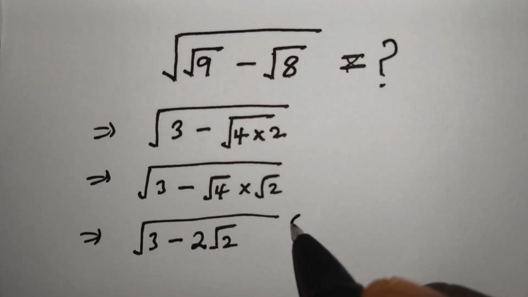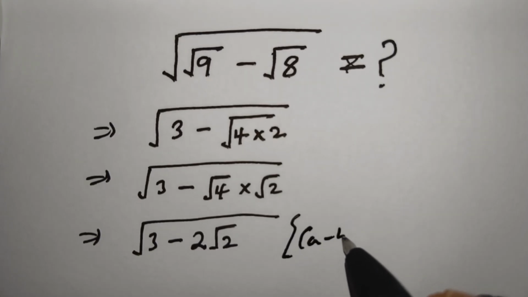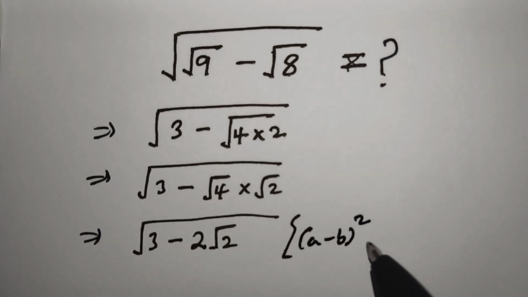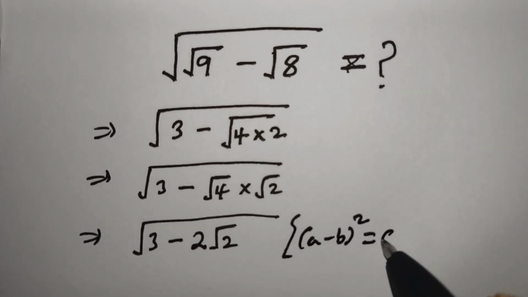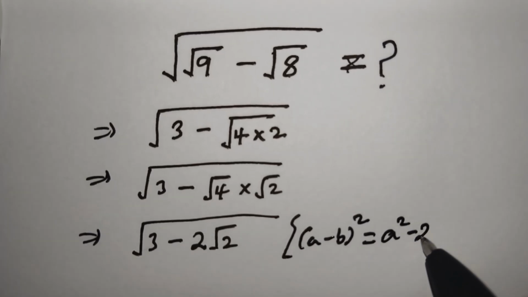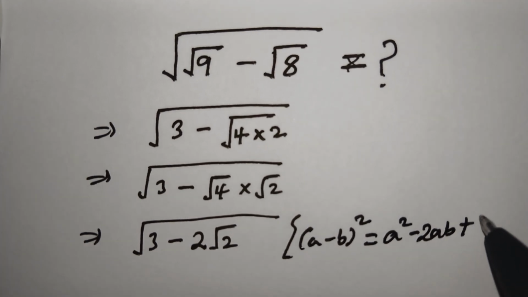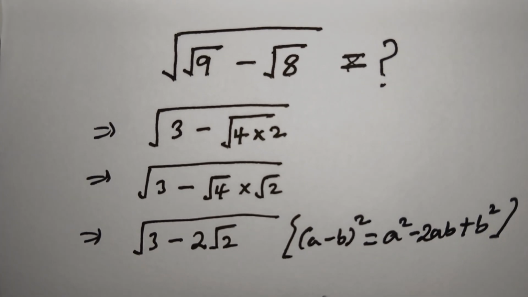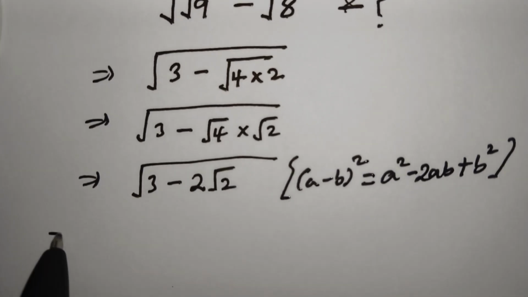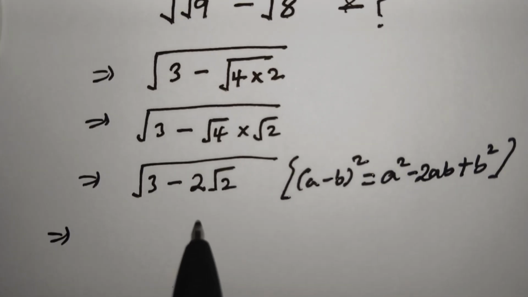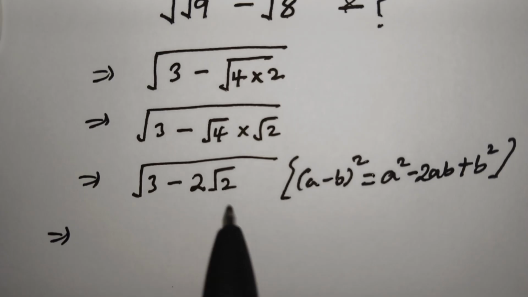Recall that (a minus b) all squared is equal to a squared minus 2ab plus b squared. This is the identity that we are going to use. Take note of it. This implies that, now, let us find a way to write 3 minus 2 root 2 in the form of this identity.